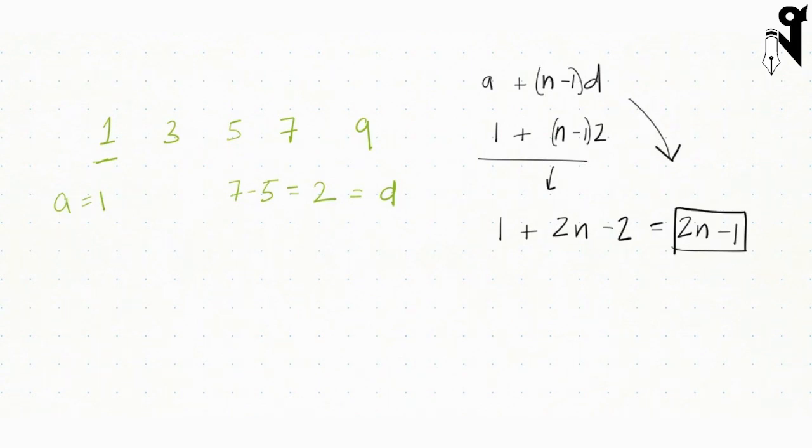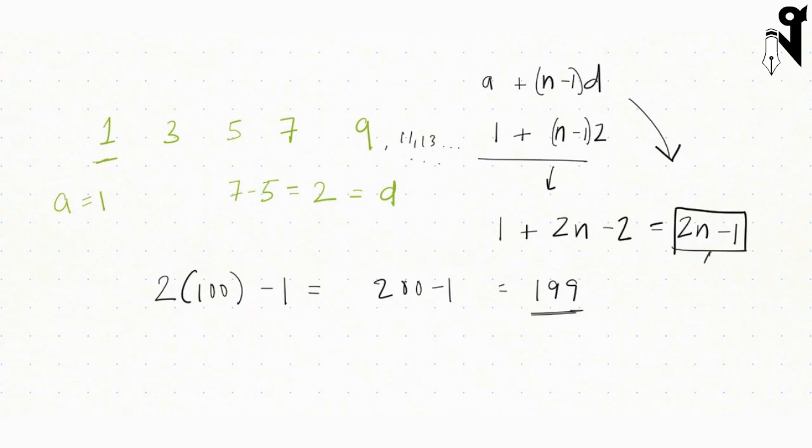How simple this is going to make things for me if I want to calculate something like the 100th term of the sequence. If I figured out the pattern and keep going one by one, 11, then 13, and so on, it'll take me quite some time. But if I use this formula, it just becomes 200 minus 1, that is 199. 199 is the 100th term of this sequence.